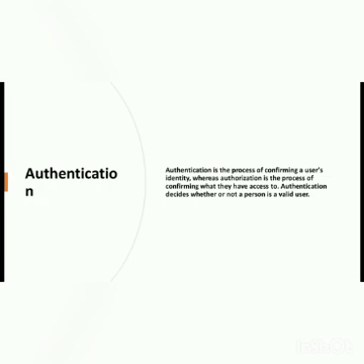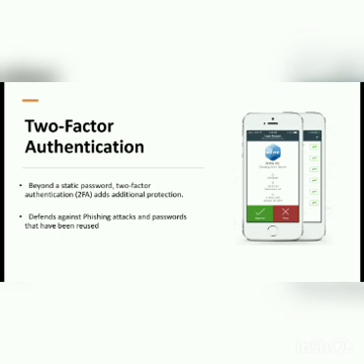For example, it is a user's name and password, whereas authorization is the process of confirming what they have access to. Like there are many employees in an organization, like a clerk, a manager, to a higher level. The things which they can access change depending on the hierarchy. So that is what authorization decides, whether or not a person is a valid user.